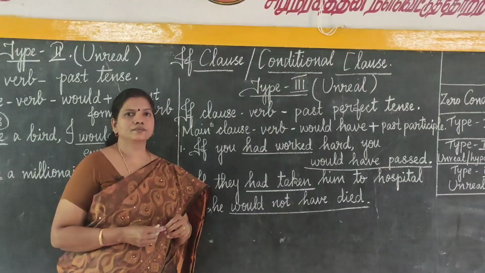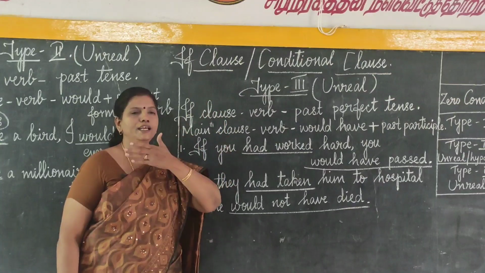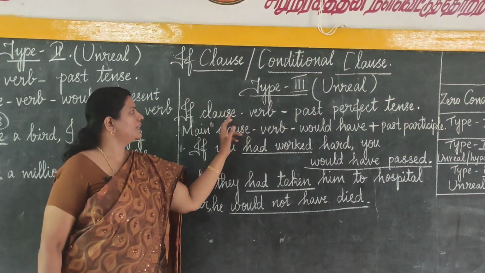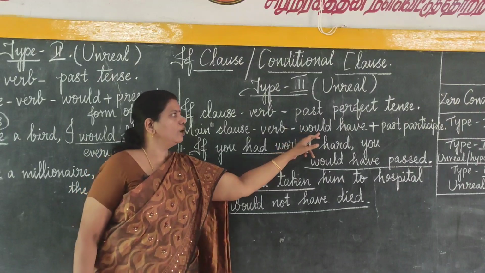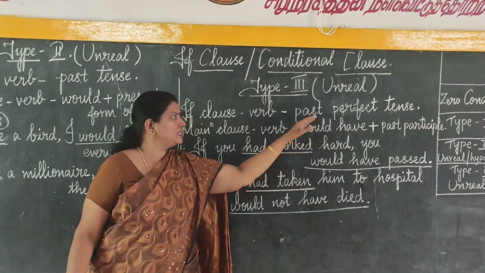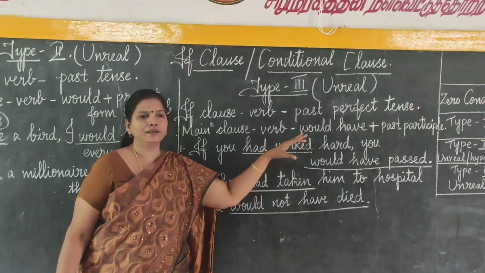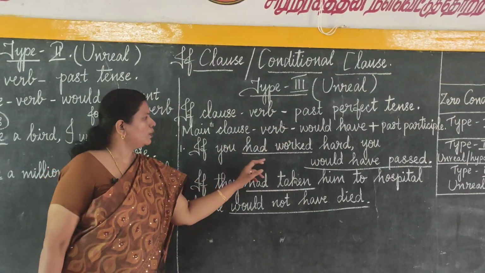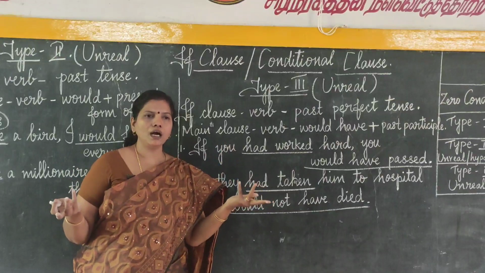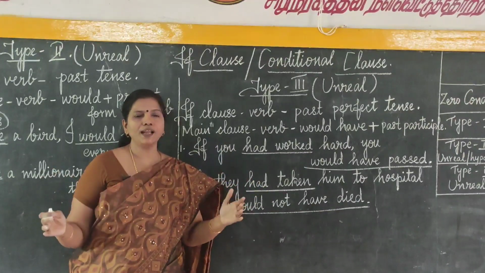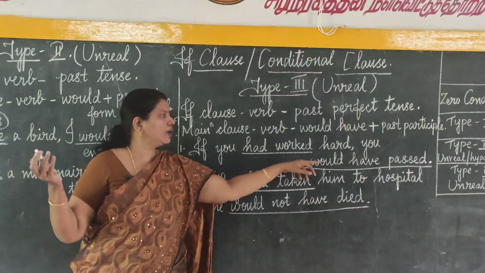Now, let us learn the if clause type 3. This is also an unreal condition, as I said earlier for type 2. In the if clause, the verb will be in past perfect tense, and the verb in the main clause will be in would have plus past participle. So, this is the structure for type 3 if clause. This is also only in imagination. Improbable condition. So, if you had worked hard, you would have passed the examination. But you didn't work hard, that's why you did not pass the examination. You have failed, that is the truth. But after that we are telling like this: if you had worked hard, you would have passed the examination.